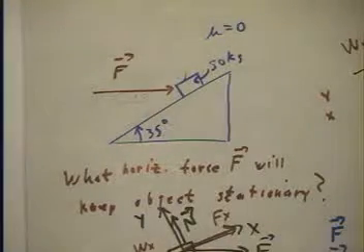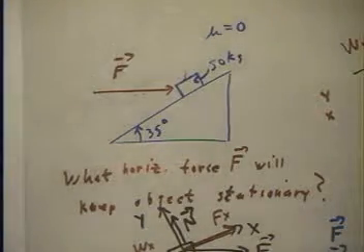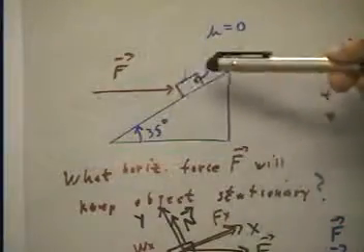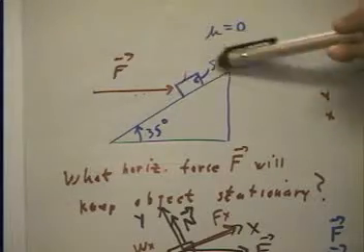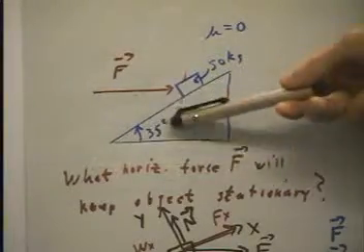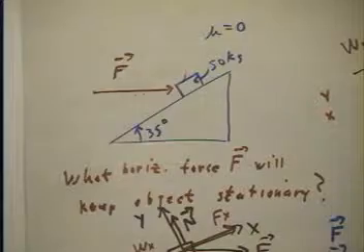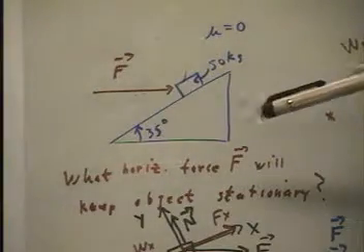In this problem, we ask what horizontal force will hold a 50 kilogram mass stationary on a frictionless plane at an angle of 35 degrees. Let's think about this for a second.